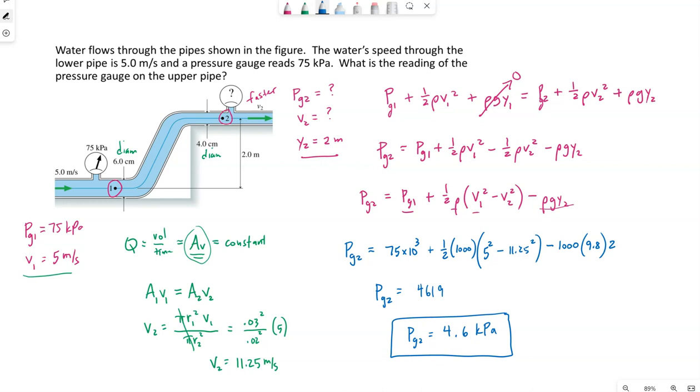The pressure is a lot smaller. The reason why is the kinetic energy is much higher, and the potential energy is much higher. But this whole thing must be constant. So if this gets bigger and this gets bigger, this has to get smaller. The pressure in the fluid will be smaller.